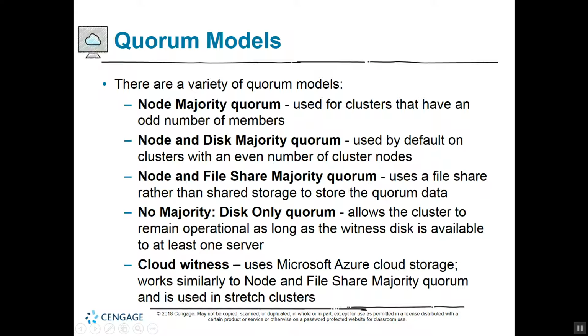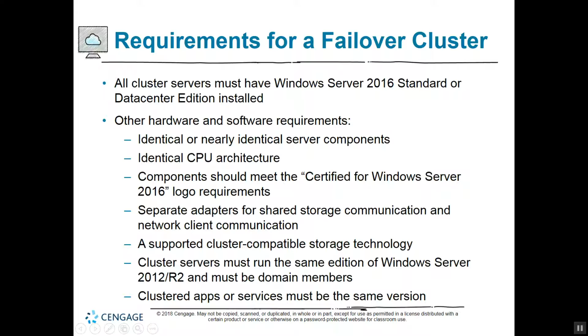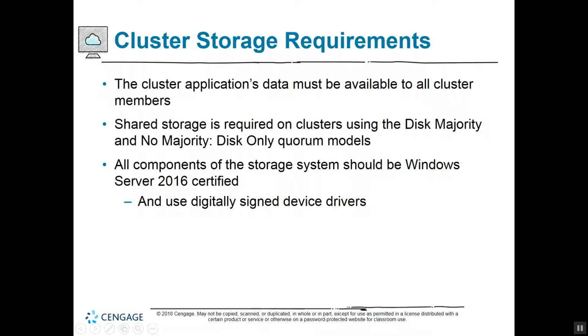There are a variety of quorum models. You've got node majority quorum, node and disk majority quorum, node and file share majority quorum, no majority: disk only quorum, and cloud witness. Now, all cluster servers must have Windows 2016 Standard or Datacenter Edition installed. Other hardware and software requirements: identical or nearly identical server components, identical CPU architecture. So as we said, these things need to be the same. Now, cluster application data must be available to all cluster members.